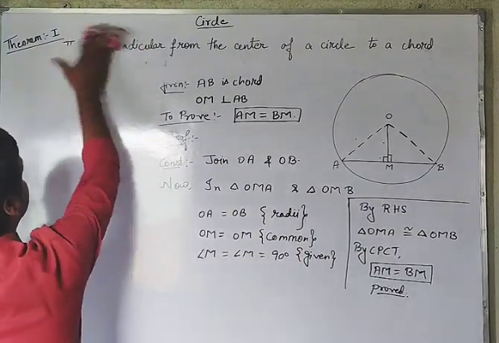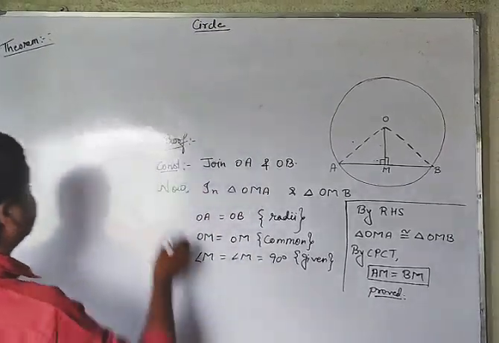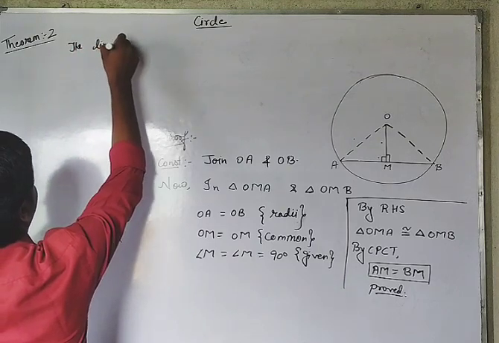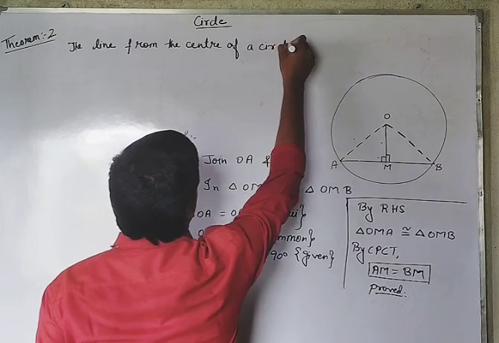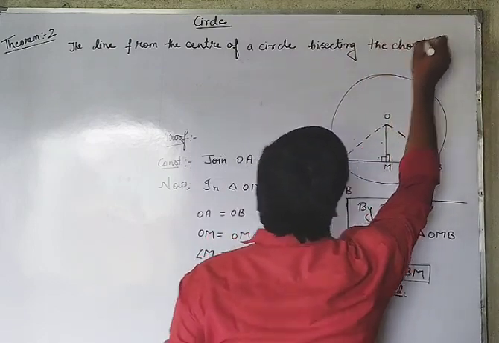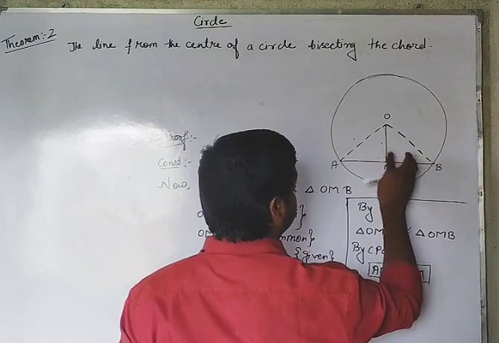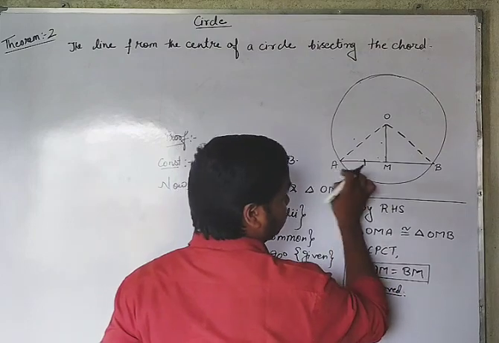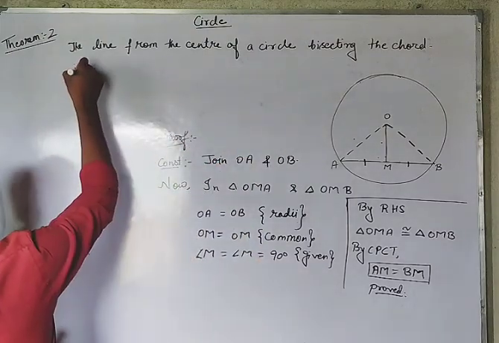Next theorem is based on the same way. Theorem number 2 states that the line from the center of a circle bisecting the chord is perpendicular. This is given: one line coming from the center of a circle bisecting the chord. In the same figure, this line is given as bisecting the chord, not perpendicular. It means the given part is AM equal to BM.